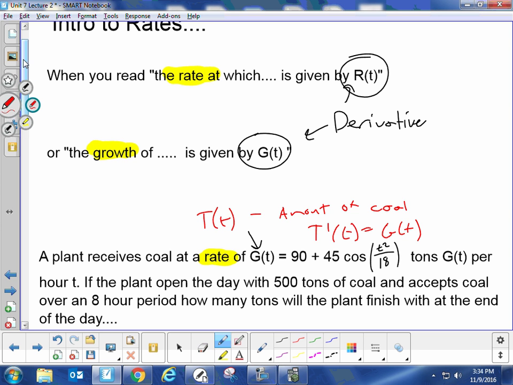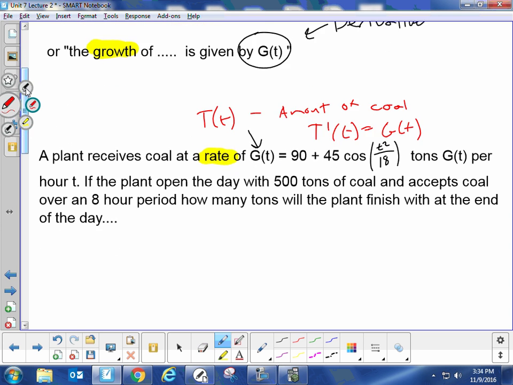Well, here's our situation. I want to figure out how much coal I have at this plant at the end of the day. If you think about T being a total amount, I need to find T at time 8. Okay, go ahead and find T at time 8.